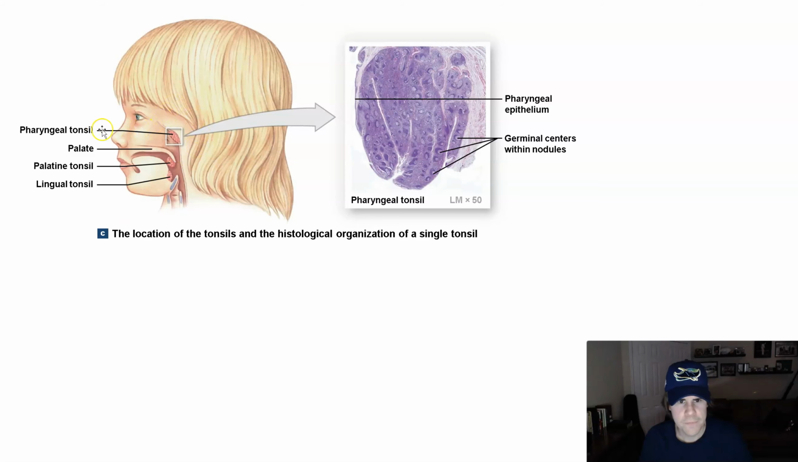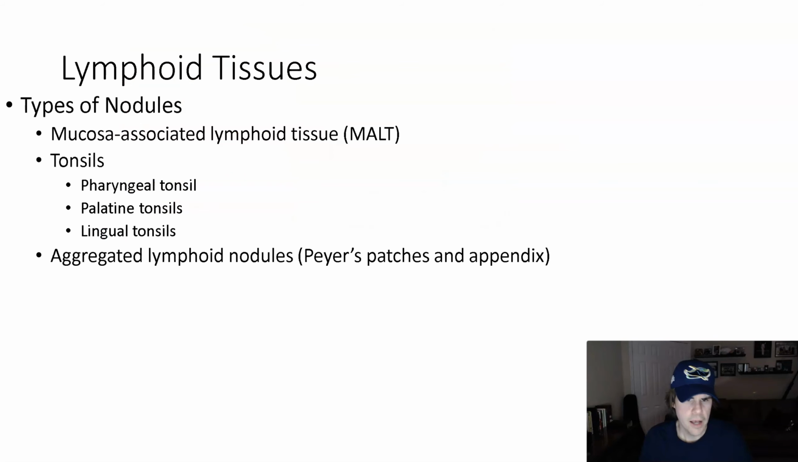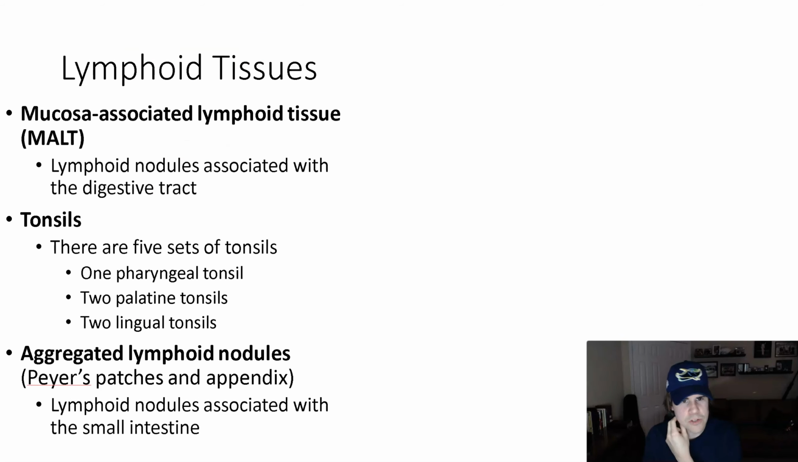So let's go back here. Pharyngeal's right here. Palatine's kind of at the side, which are the ones that are removed often. And then the lingual are right there, of course. And so, types of nodules, we also talk about mucosa-associated lymphoid tissue, MALTs. They are associated with the digestive tract. There are 5 sets of tonsils. You need to know where they are and what they're called. And then aggregated lymphoid nodules are associated with the small intestine.